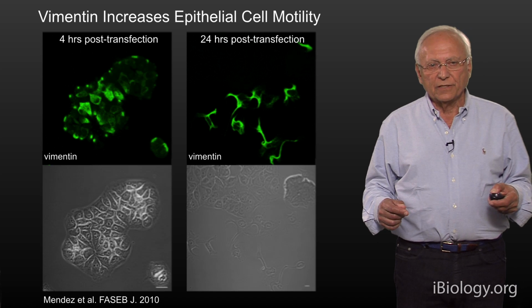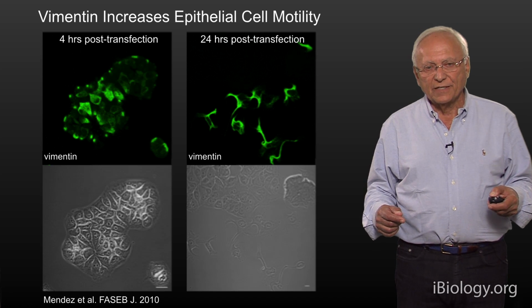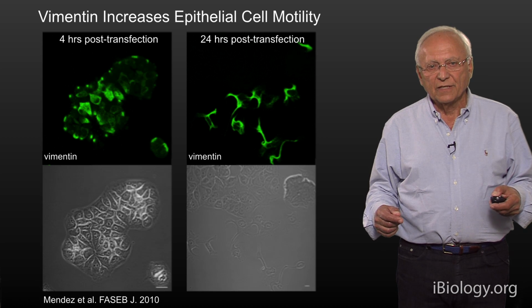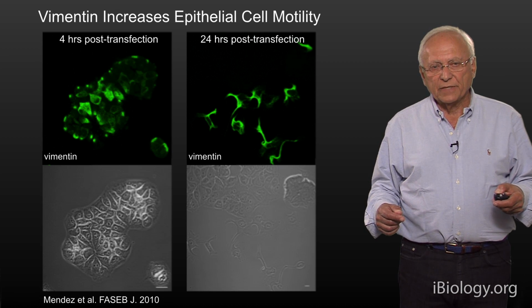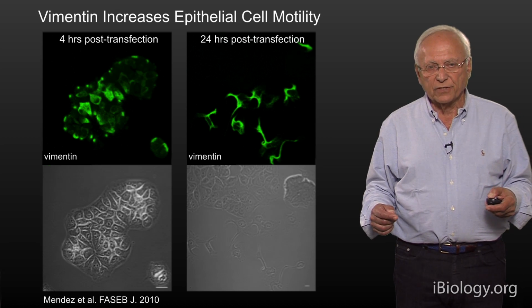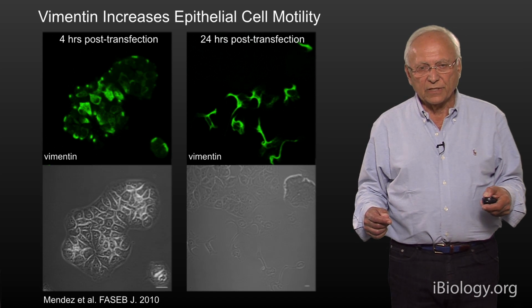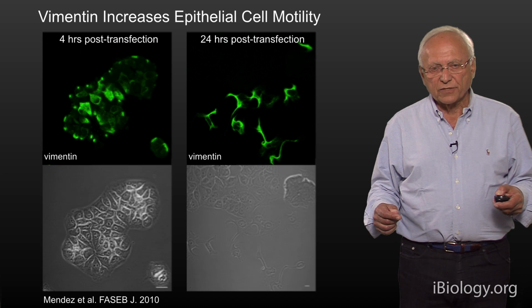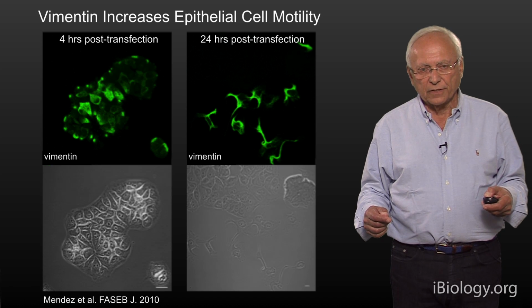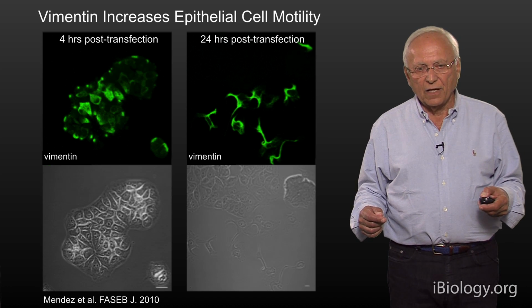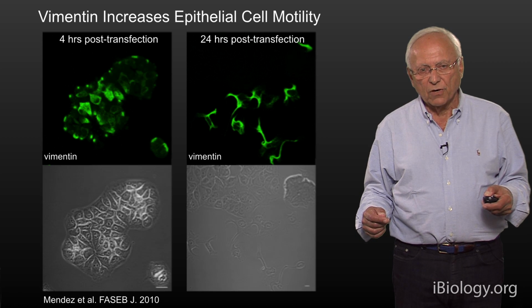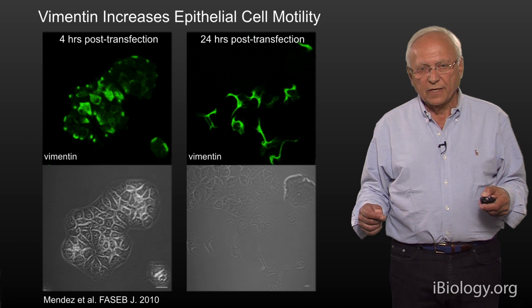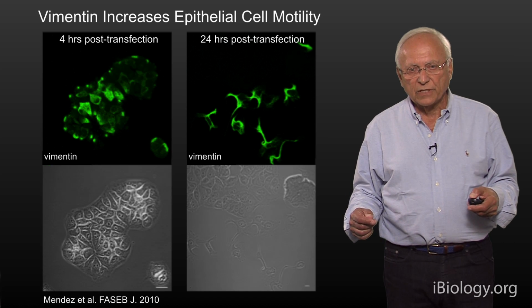Now I just want to mention that not only do you get shape changes in epithelial cells when you express Vimentin in them, but Vimentin also increases epithelial cell motility. So here we see in the upper left panel Vimentin being expressed in an epithelial cell colony. This is an MCF7 colony, which you can see in phase contrast below. And this is just a few hours after transfection. You begin to see expression of Vimentin, as you can see in green.